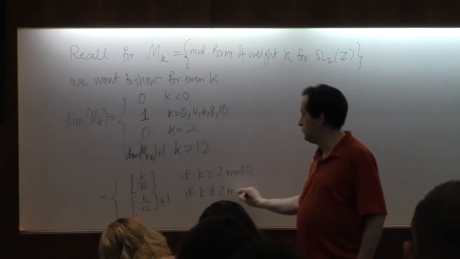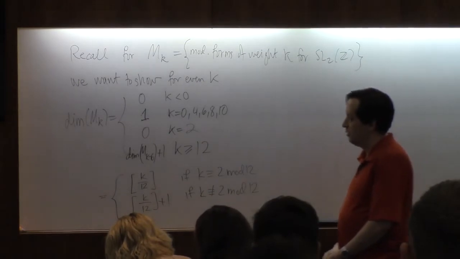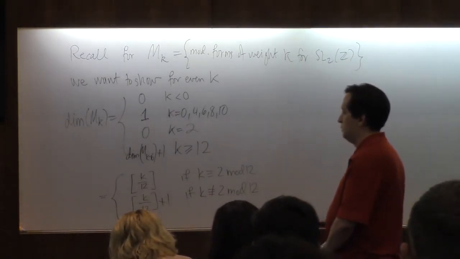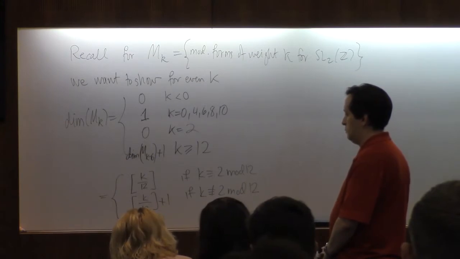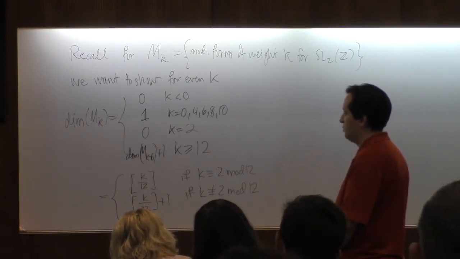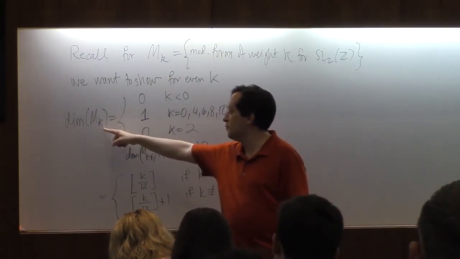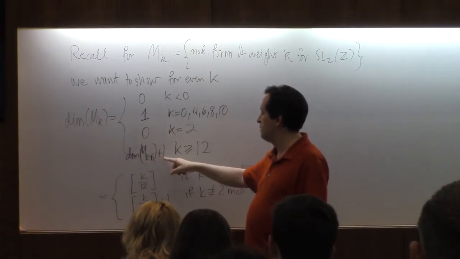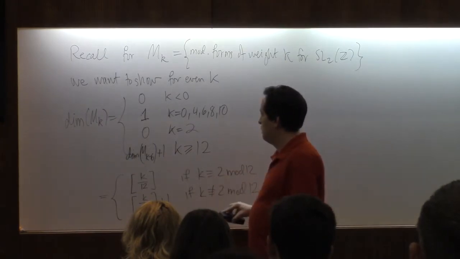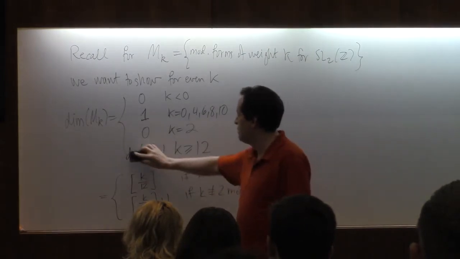Mod 12. Okay, and in this expression, notice, this is what I wanted to say. Let's try this out. For example, say if k is 14, the dimension of M14 is the dimension of M8 plus 1. Whoops. No, I said M14 has dimension 1, so I'm messing something up here.